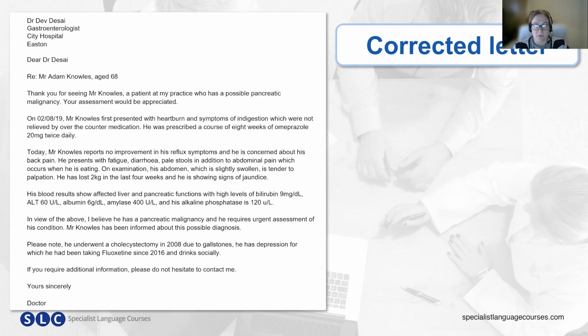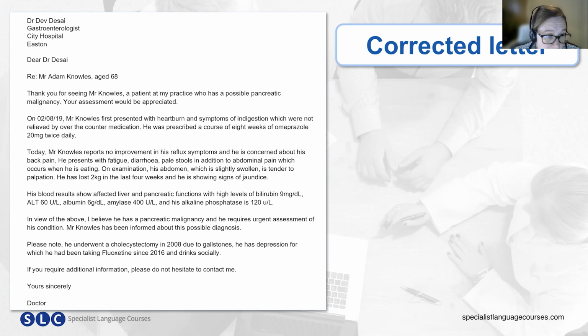So this is what the letter looks like, fully corrected. So let's have a read through that and see how clear it is. Thank you for seeing Mr. Knowles, a patient in my practice who has possible pancreatic malignancy. Your assessment would be appreciated.